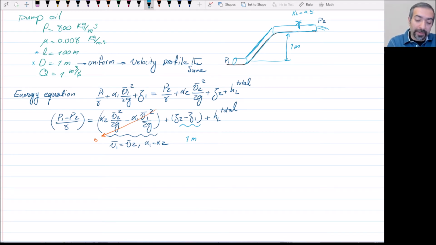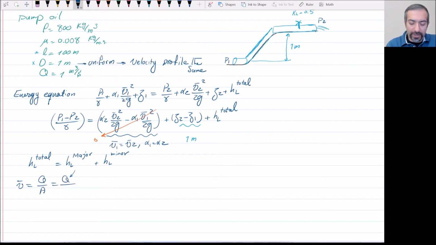Now, head loss total has two terms. HL total is HL major plus HL minor. In order to calculate HL major, remember here, we don't have tau W, and we don't have delta P, but we have velocity, the average velocity. Basically, average velocity is Q divided by area. That's Q divided by pi d squared divided by 4. So it's 4Q divided by pi d squared.